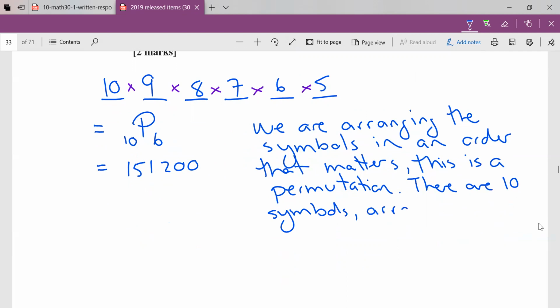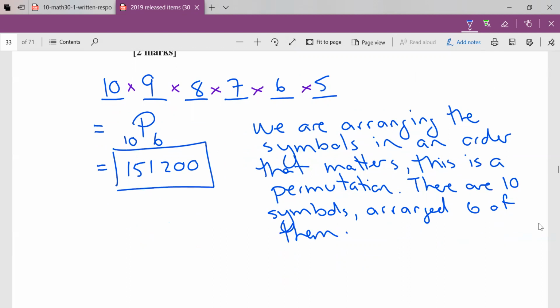We arranged 6 of them. Okay, that's a pretty good explanation. My work's clear. The person marking on their 4th day up in Edmonton, marking thousands of 30-1 diplomas, has a pretty good understanding of what I was attempting to do. They can see it. I think it makes pretty clear sense.